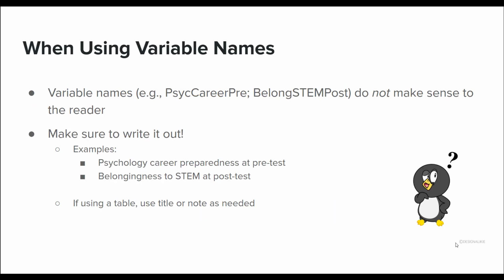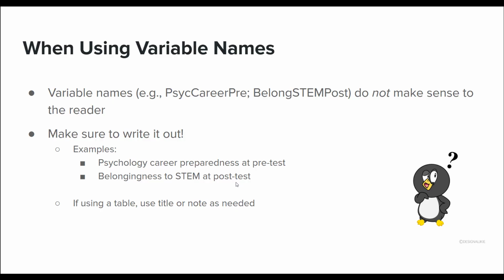And then when you use variable names in your poster, when you write the variable names themselves straight out of your data set, do keep in mind that this does not make sense to the reader. So you will want to provide some sort of a translation for it, or you want to write it out. For example, for these 2 variable names, I've written out examples here if you're writing things in prose.